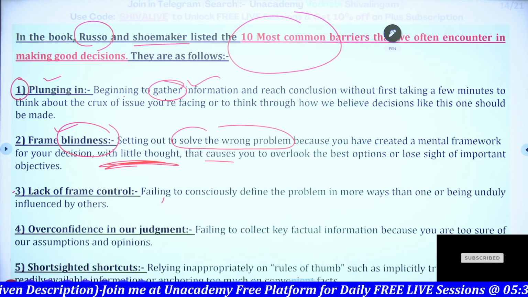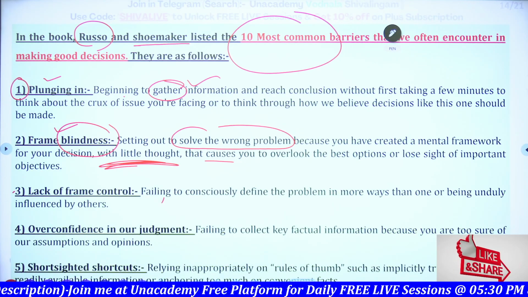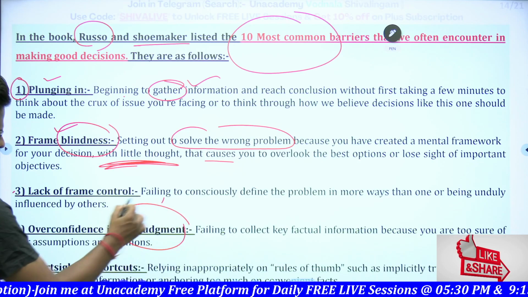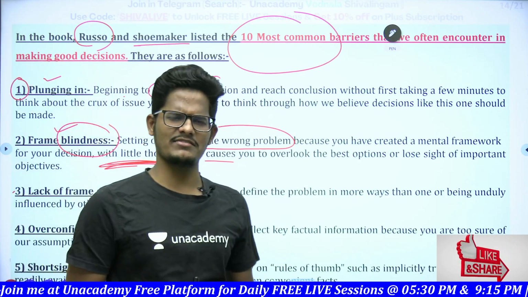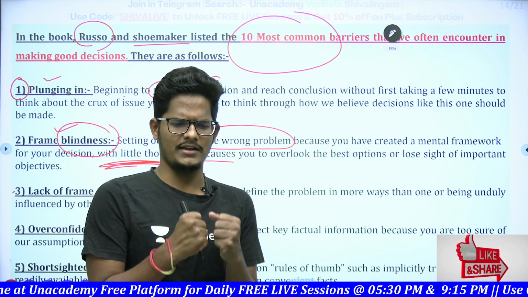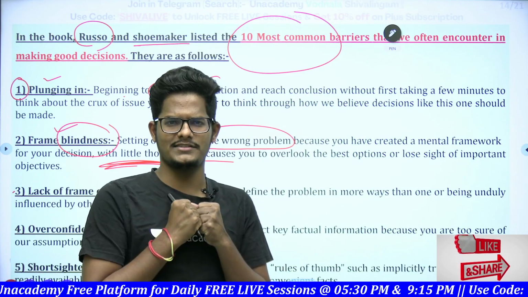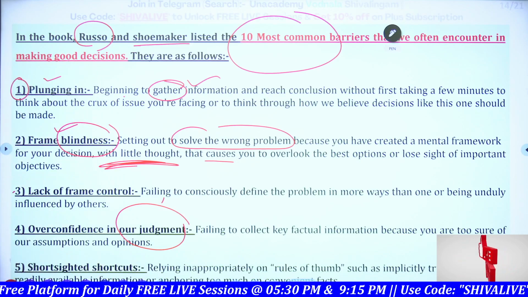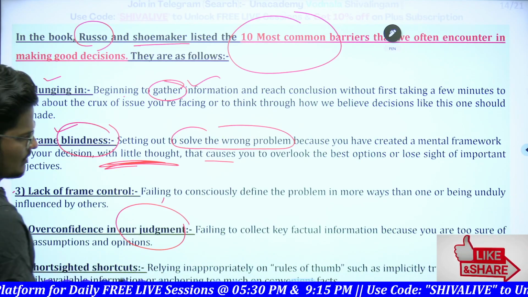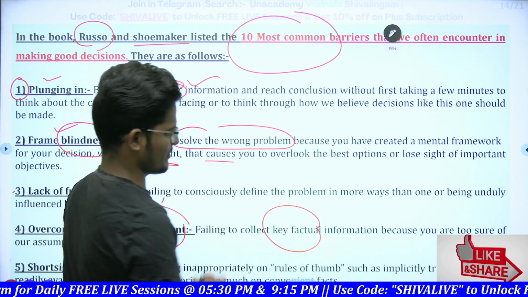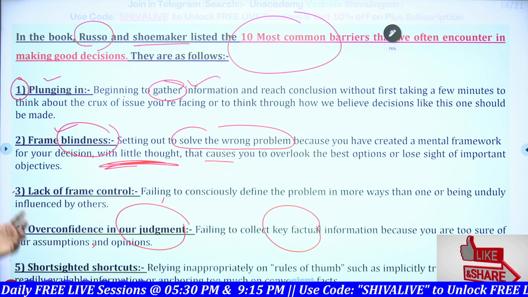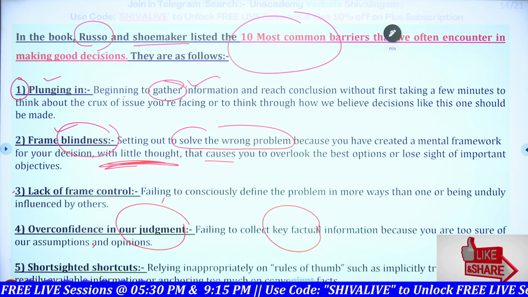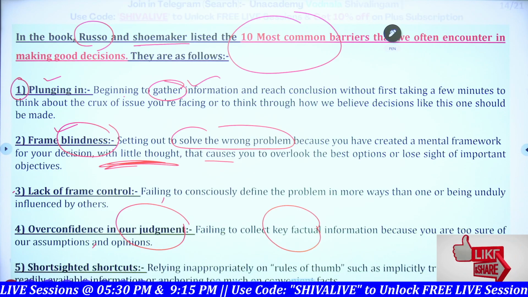And the fourth one is overconfidence in our judgment. Sometimes we think, no, my decision is always correct. I thought everything through and made this decision, so this is final. So there is too much reliance or too much confidence in our judgment. Failing to collect the key factual information because you are too sure about the assumptions and opinions that you have taken. This is trap number 4.